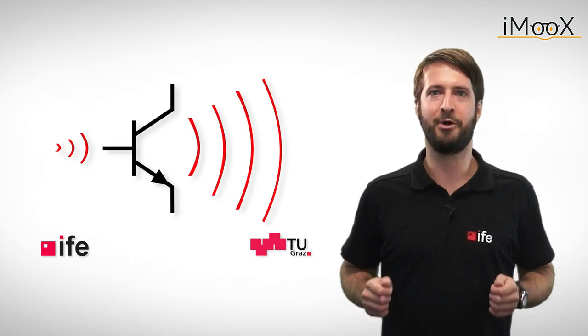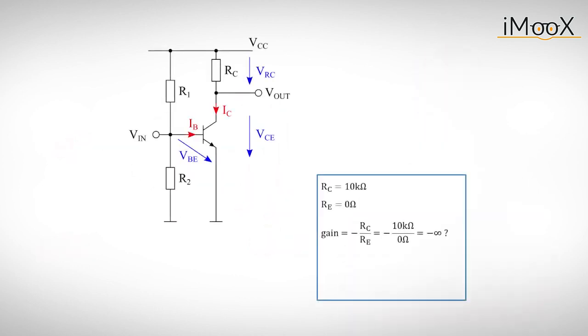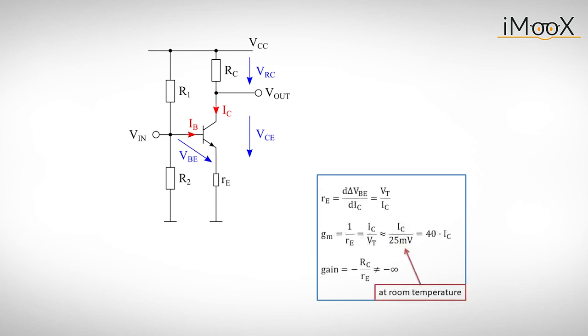Well equipped with our new formulas, we can finally revisit the common emitter amplifier. Previously, we got wrong answers for the voltage gain when we set the emitter resistor to 0. At this point, we did not know that the transistor also has an intrinsic resistance Re, which can be easily calculated by taking the derivative of VBE with respect to IC. It is also very common to state the inverse value of Re, which is then called the transconductance Gm.